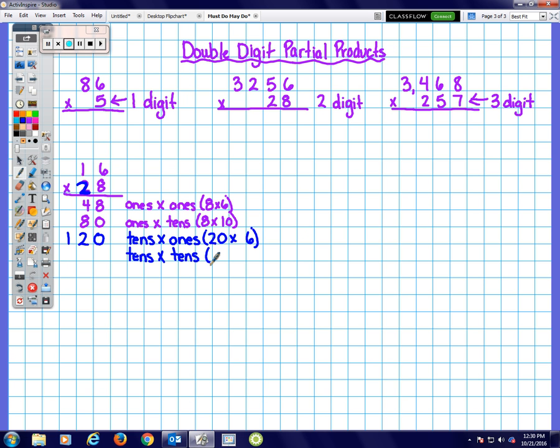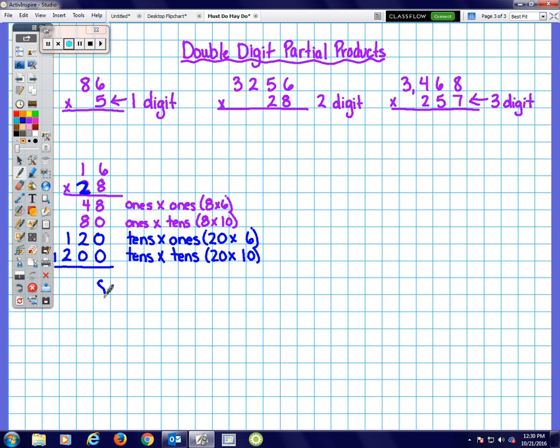Then my next is the tens place times, right above it, the tens place. So now that 2 is worth 20, but that 1 is worth 10. So now I have 20 times 10. So 2 times 1 is 2. Then I have to add 2 zeros. And then I am going to add them just like I did.